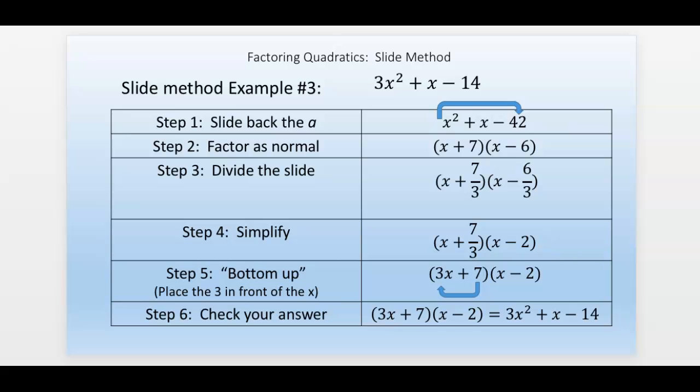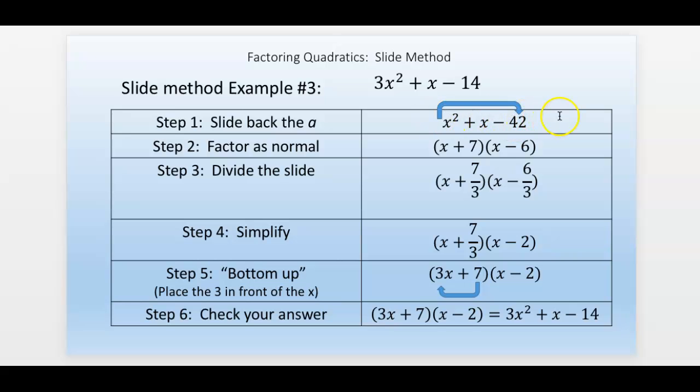All right, example number 3. This is one where the signs are different. Again, 3x squared plus x minus 14. There is no greatest common factor, so I just have to slide back the 3. So now it looks like this, because 3 times 14 is 42, and it stays negative.